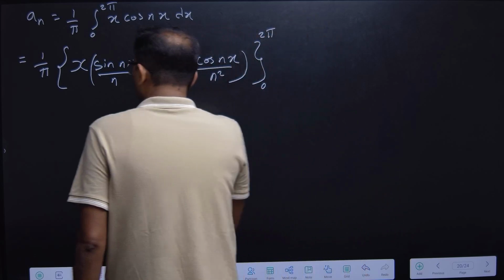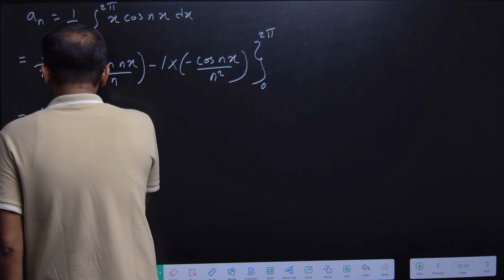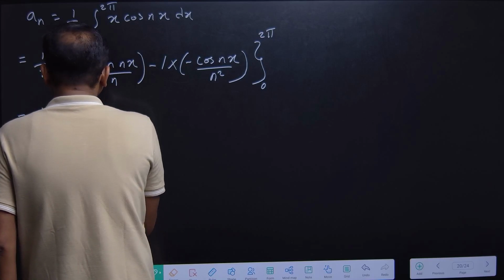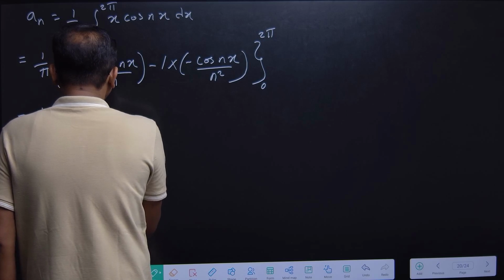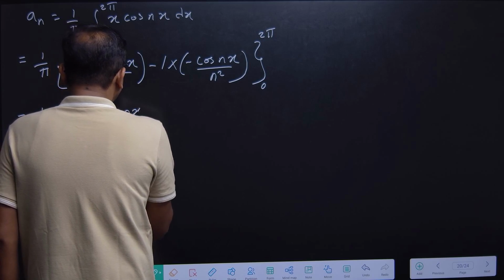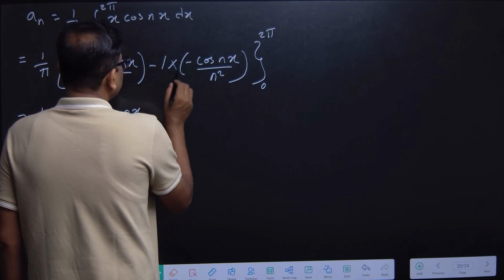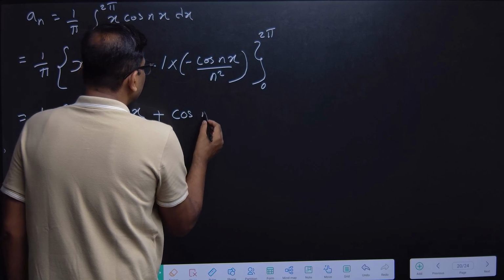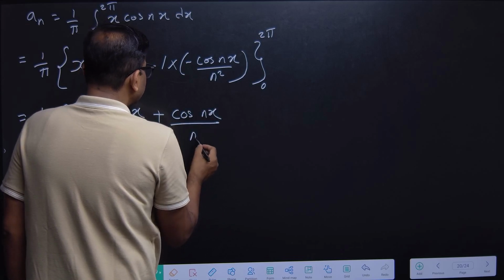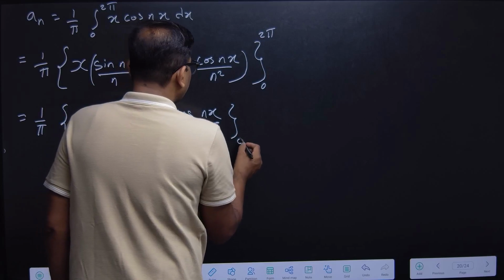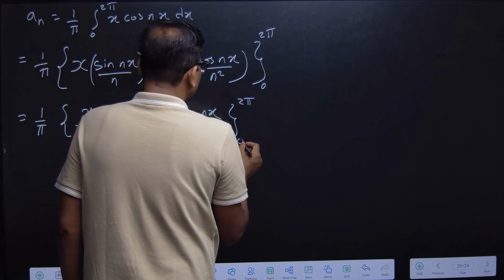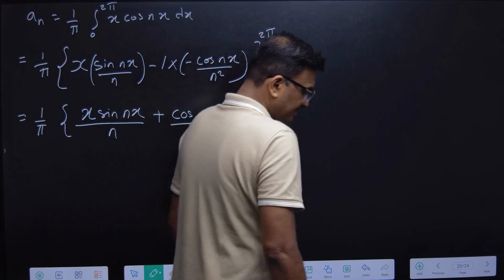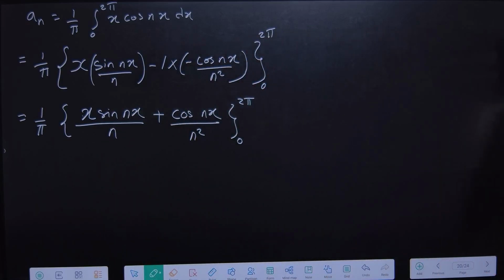First we'll simplify before we substitute the limits. Let us simplify this. So it is 1 upon pi as it is. It will be x into sine of nx upon n. This minus into minus will be plus, 1 into cos of nx will be cos of nx upon this n square as it is, and that is within the limit 0 to 2 pi. Correct. So now we'll put the limits.